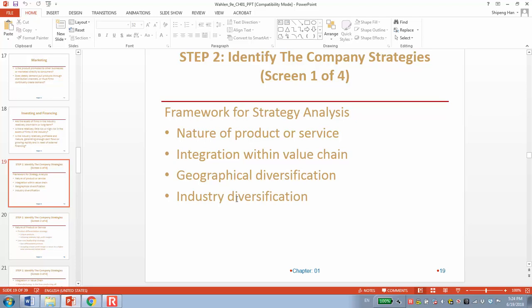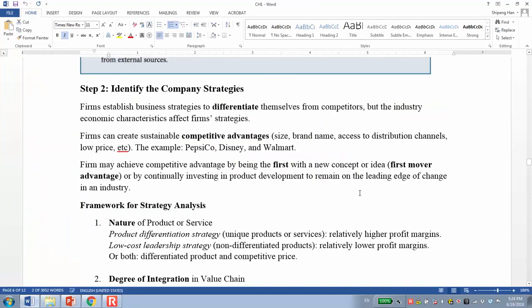What strategy a company applies or adopts is determined by step 1, the economic condition and competition of an industry. What's the purpose the company adopts different strategies? Okay, because they want to differentiate themselves from competitors. That's actually the goal of companies' strategies.